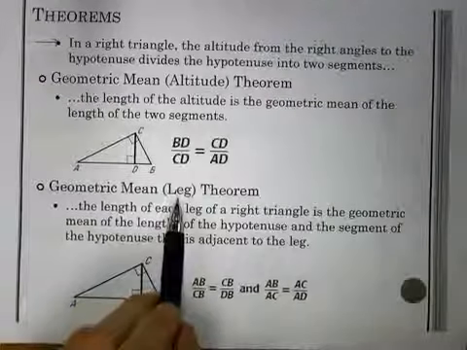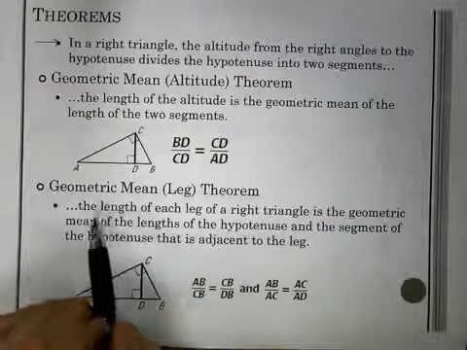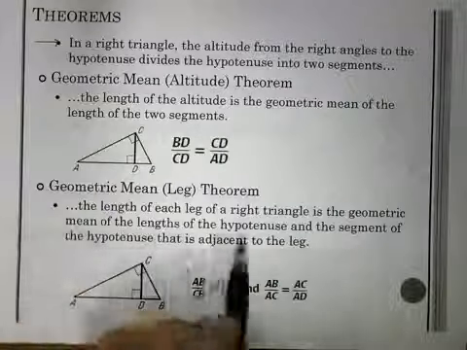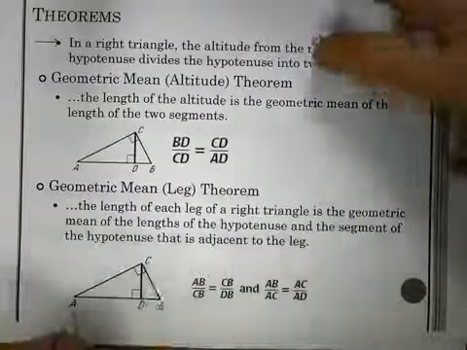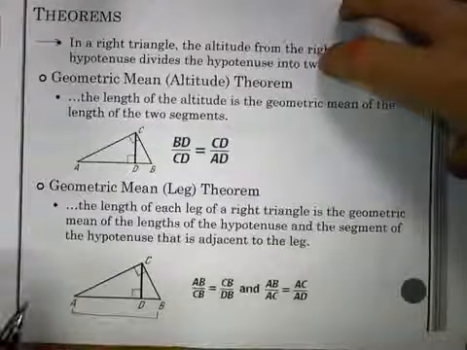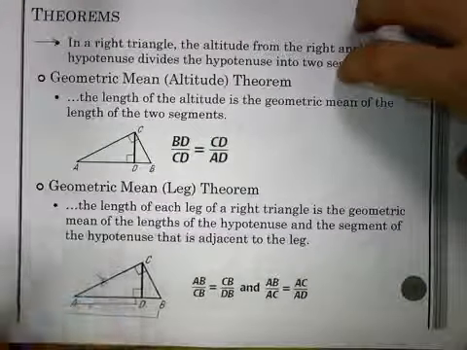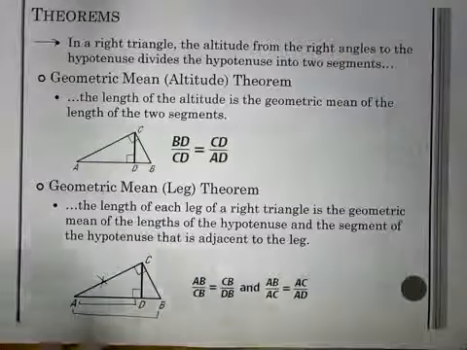The leg theorem, which I think is a little more complicated, says the length of each leg of a right triangle is the geometric mean of the length of the hypotenuse, so the whole thing, and the segment of the hypotenuse adjacent to the leg. So that would be AD if we were talking about AC. And we have proportions from that.